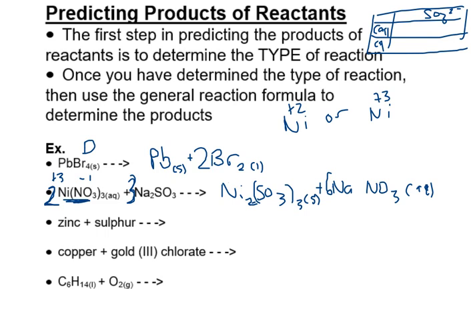We have zinc and sulfur, but I gave them in words. We need to actually put these into letters. So zinc is Zn. The zinc comes in groups of 1, and it's solid. And we did sulfur earlier today, didn't we? Sulfur comes in groups of 8, and it's also solid.